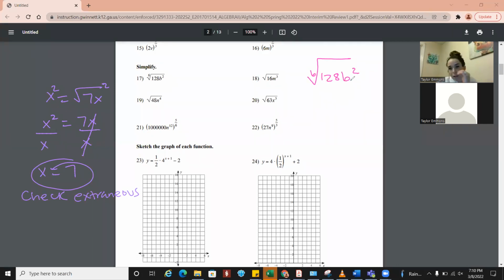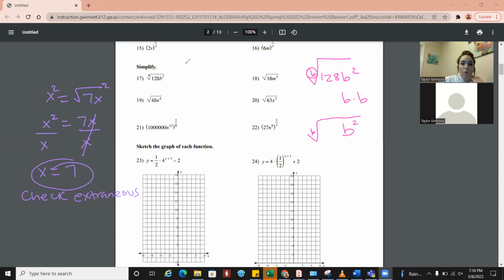Okay, so let's look at our variables first. We have 2 b's, and this little thing right here tells us that we want to make a group of 6. Well, can we make a group of 6 with these 2? No. So they're just going to stay underneath the radical. Okay. We're going to take 128 and we're going to take the 6th root of it.